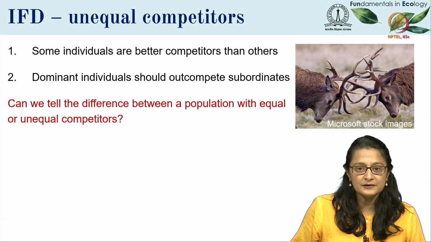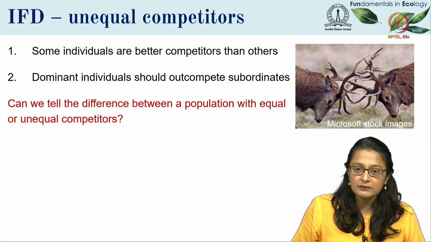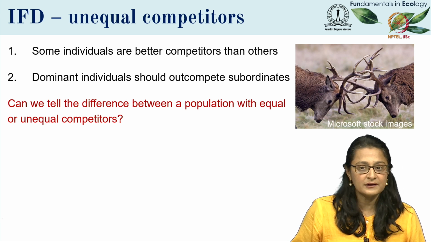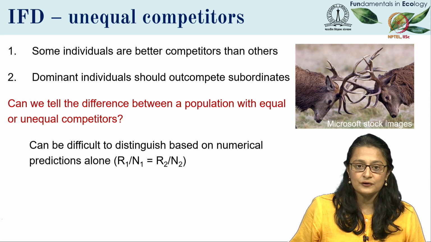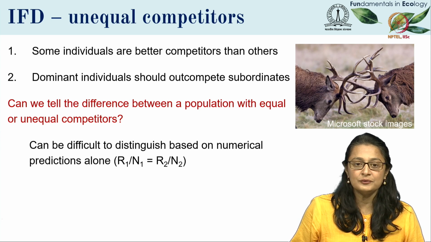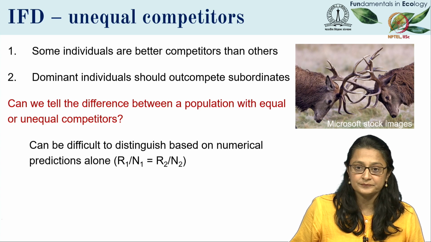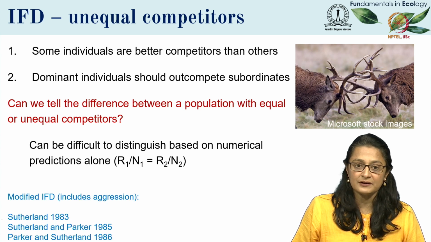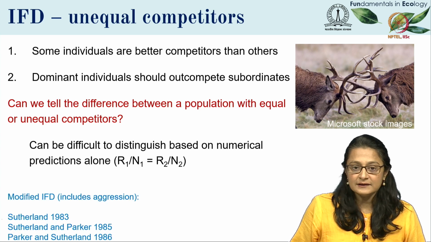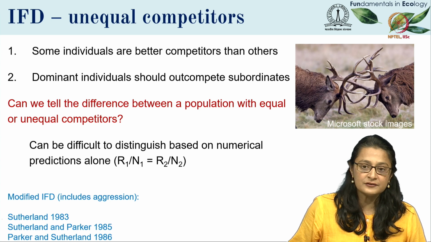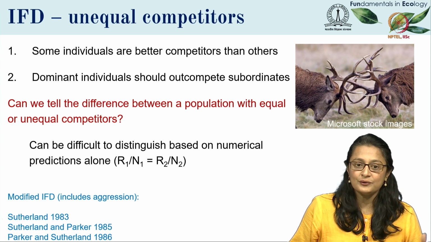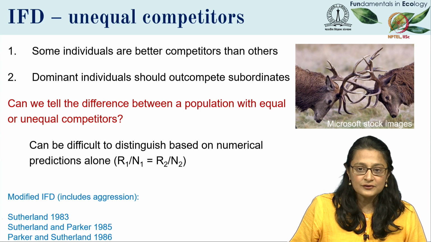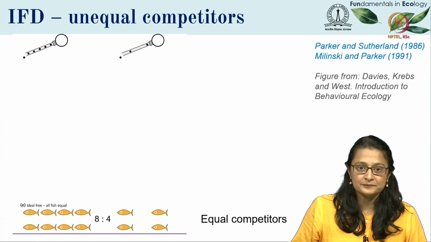So can we tell the difference between a population with equal versus unequal competitors? This is tricky. It actually can be difficult to distinguish based on the numerical predictions alone, which is the R over N rule, the resource matching rule. So Sutherland and Parker, shortly after ideal free distribution was first developed, modified it to include aggression. And I'll just talk to you about why that's important.